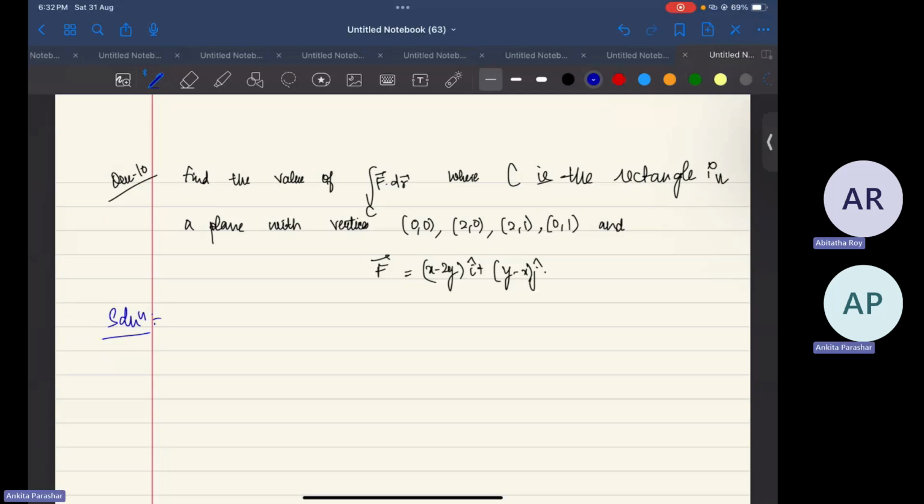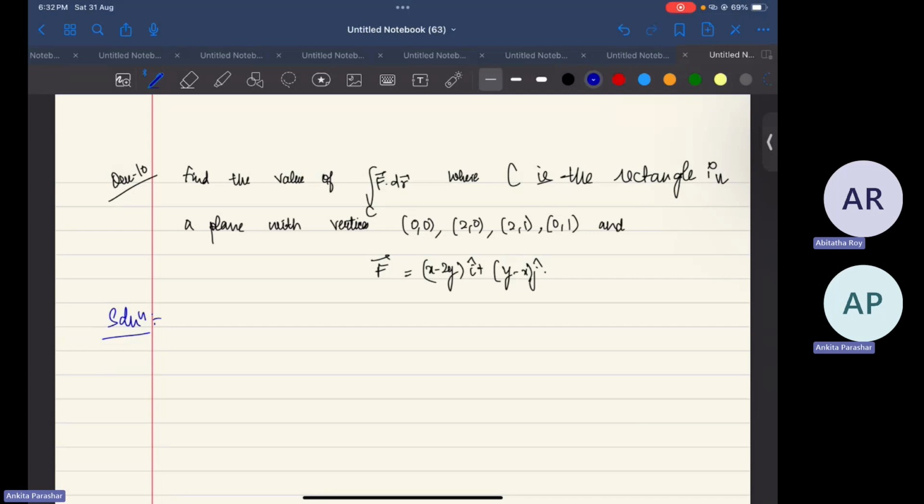Do we consider r as just (x, y)? Of course, here it is the same thing, it is nothing but dx i cap plus dy j cap plus dz k cap. I'm following the same convention. It's the same.